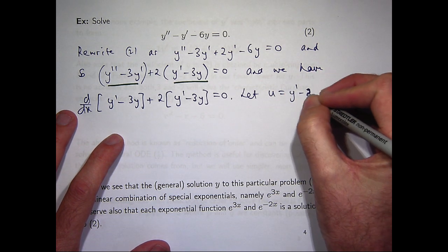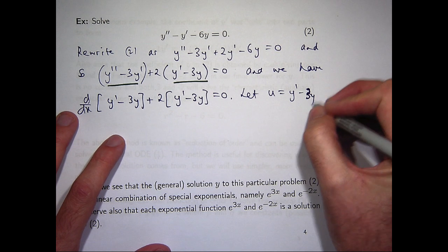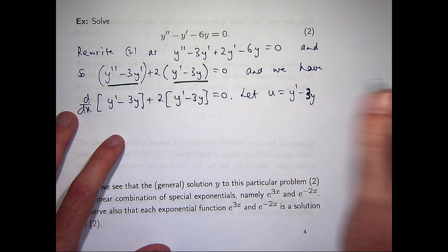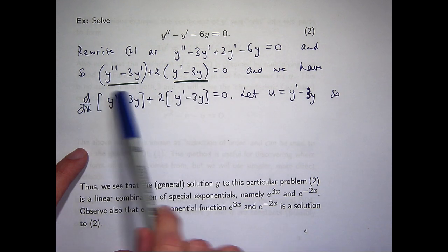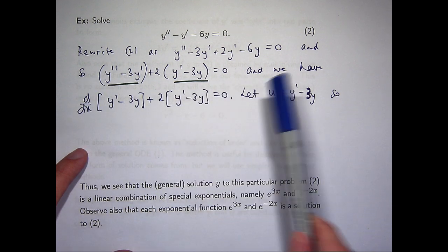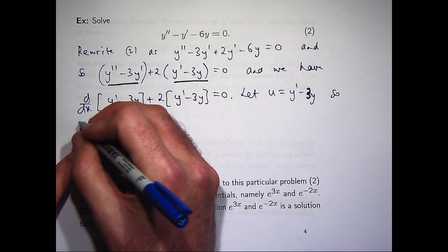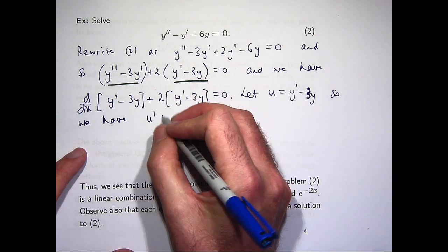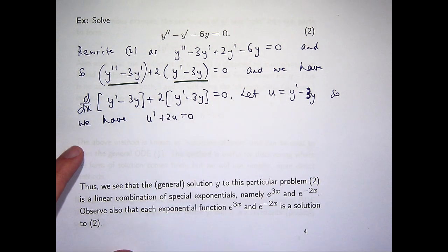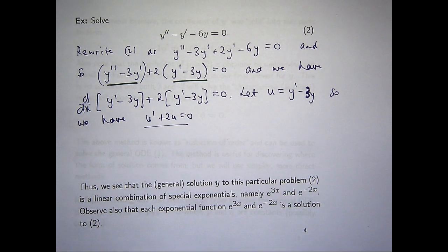Minus 3y. So y prime minus 3y. So what will this become then? This will just become du dx plus 2u equals 0, or just u dash plus 2u equals 0. So how do I solve u dash plus 2u equals 0? Well, it's an exponential function, something like e to the minus 2x.